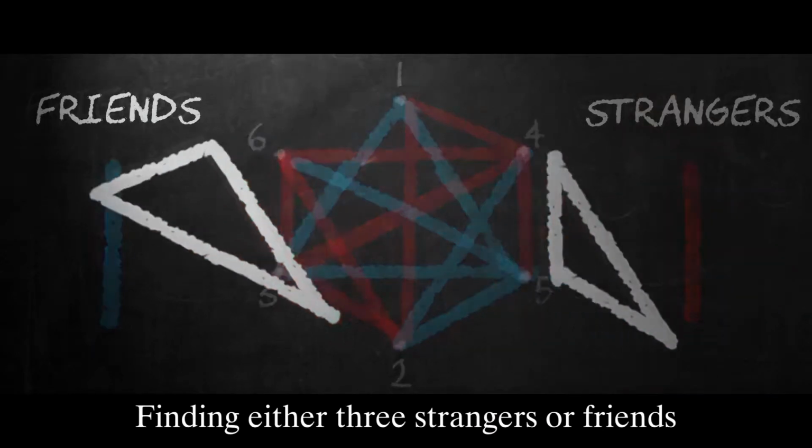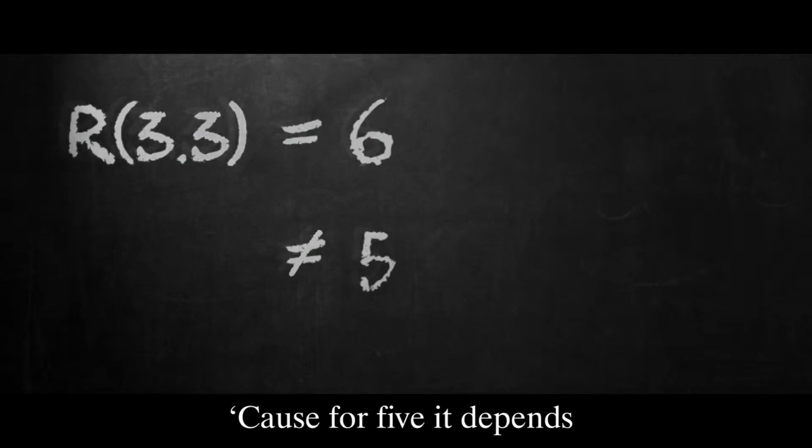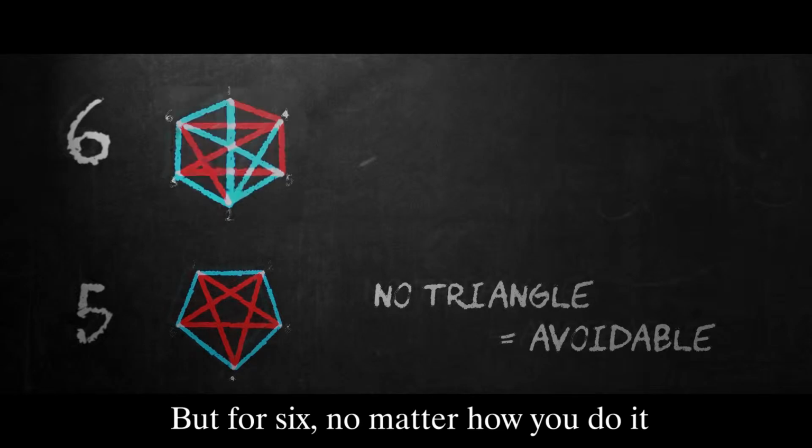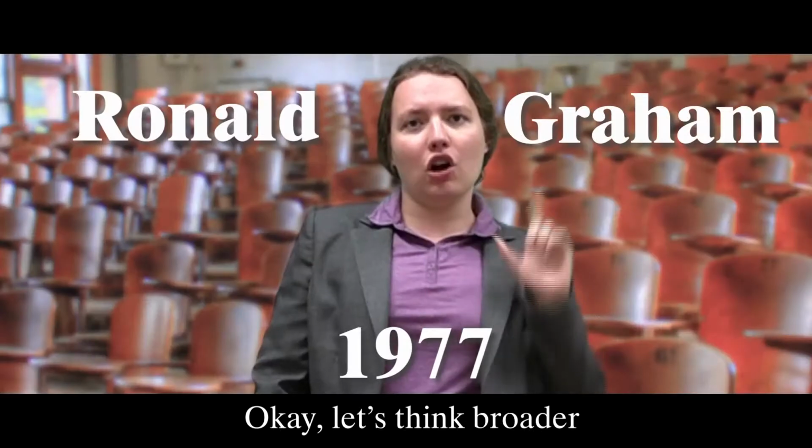Yeah, see? Finding either 3 strangers or 3 friends, we call that Ramsey number R(3,3). For 5 people it depends, because that triangle's avoidable, but for 6, no matter how you do it, that triangle's unavoidable no matter how you construe it. Okay, let's think broader.